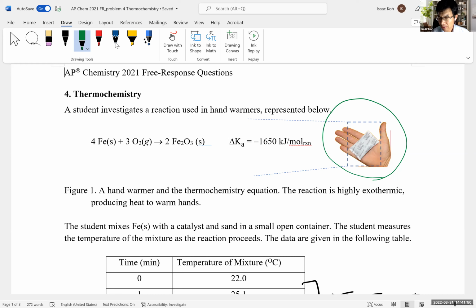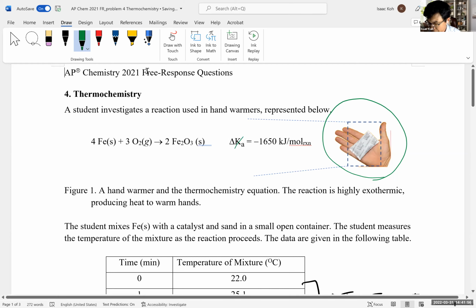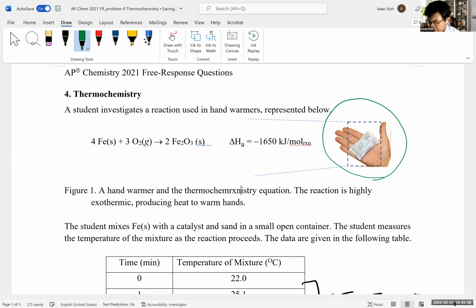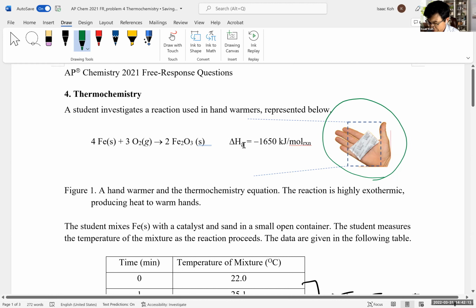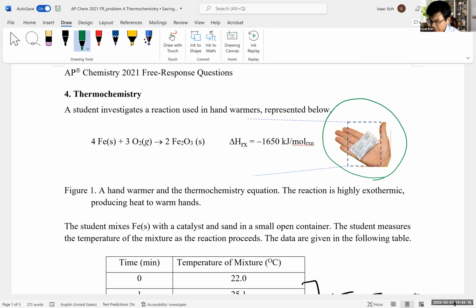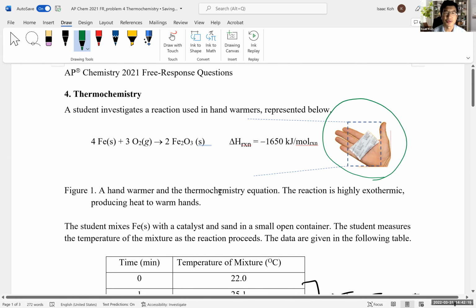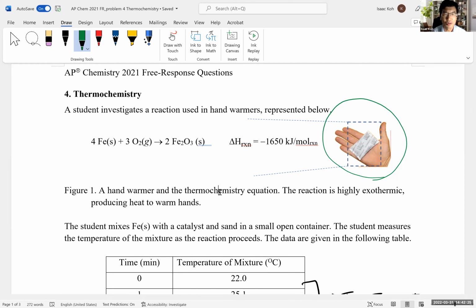As you see here, this one is not delta Ka. Let me correct this one. This is delta H. The chemical reaction is a highly exothermic reaction. Per mole of the reaction, per 4 moles of iron, 3 moles of oxygen reacting, it is producing 1,650 kilojoules of energy.